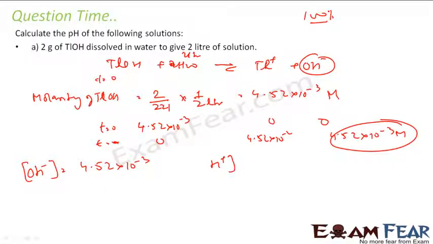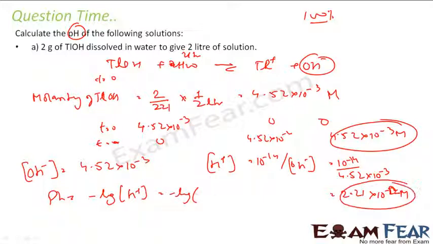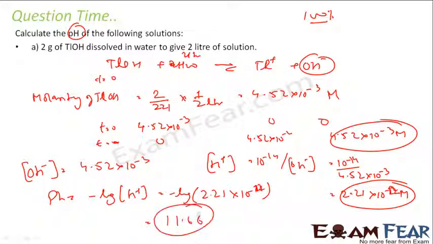So I have to find H plus concentration because I have to find pH. So H plus will be what? 10 to the power minus 14 by OH minus concentration. It's nothing but 10 to the power minus 14 by 4.52 into 10 to the power minus 3. You solve this, you get 2.21 into 10 to the power minus 12. Right? This is the value you will get. So pH will be what? Minus log of H plus. That is nothing but minus log of this value, 2.21 into 10 to the power minus 12. You solve this, you get 11.66 as the pH.